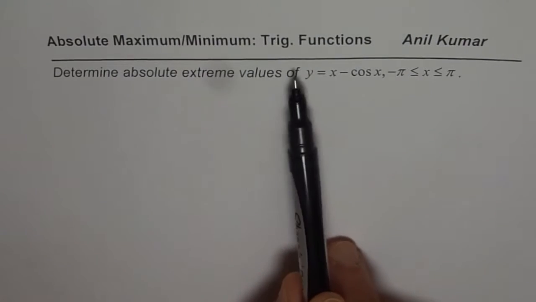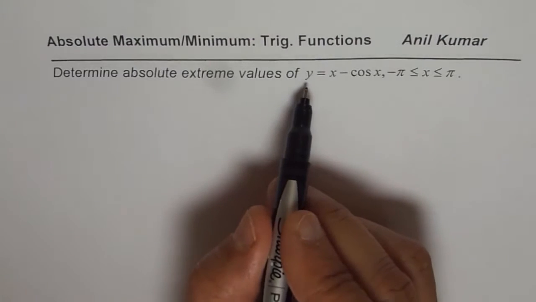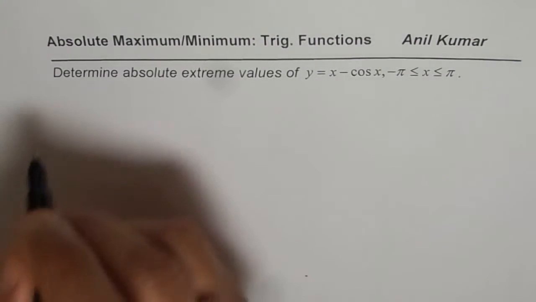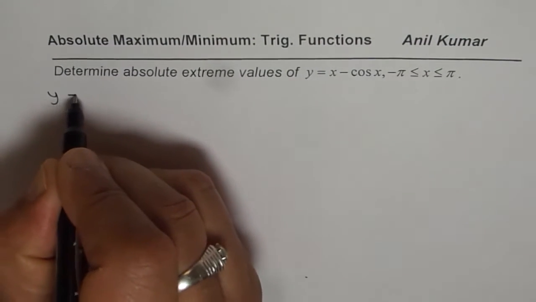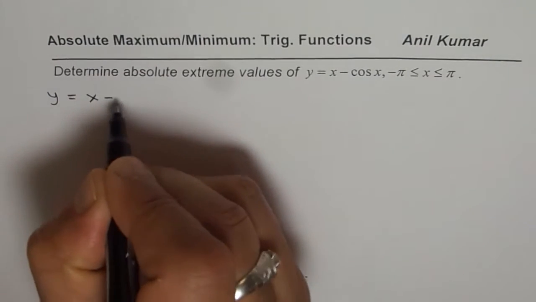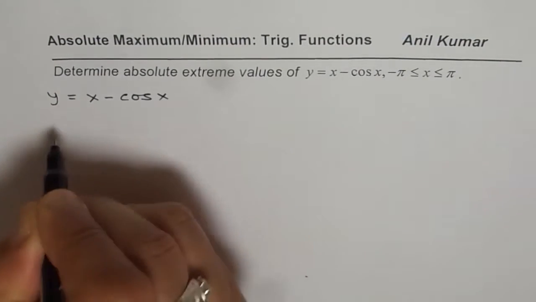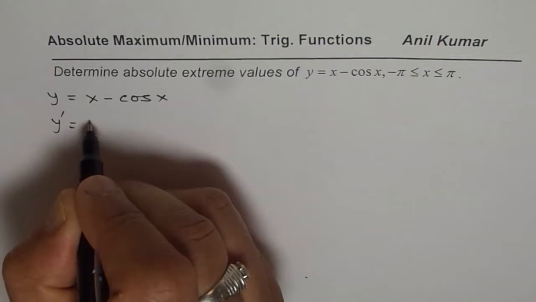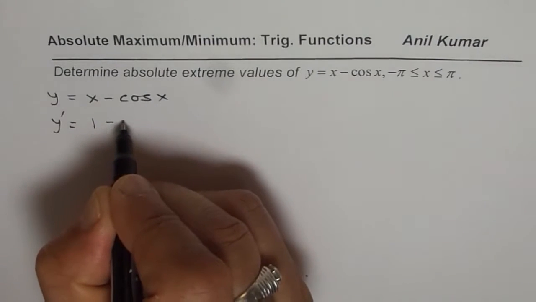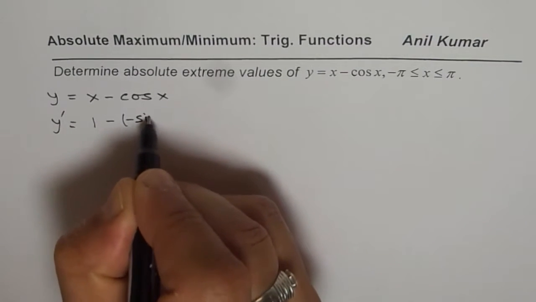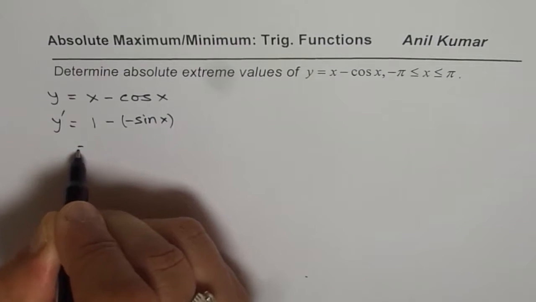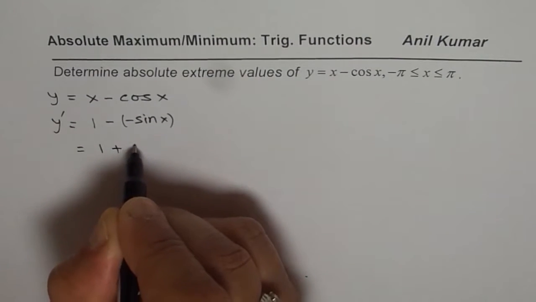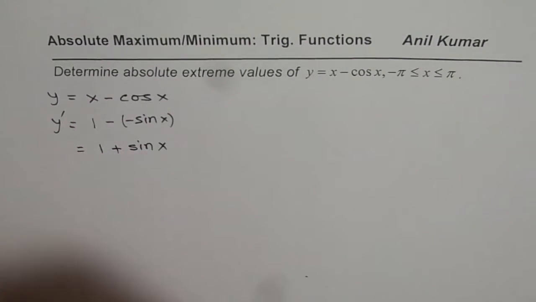So to find extreme values, we need to find critical numbers. Critical numbers are numbers where the derivative is 0. So let's find the derivative first. We have y equals x minus cos x. So the derivative y prime will be 1 plus sin x.